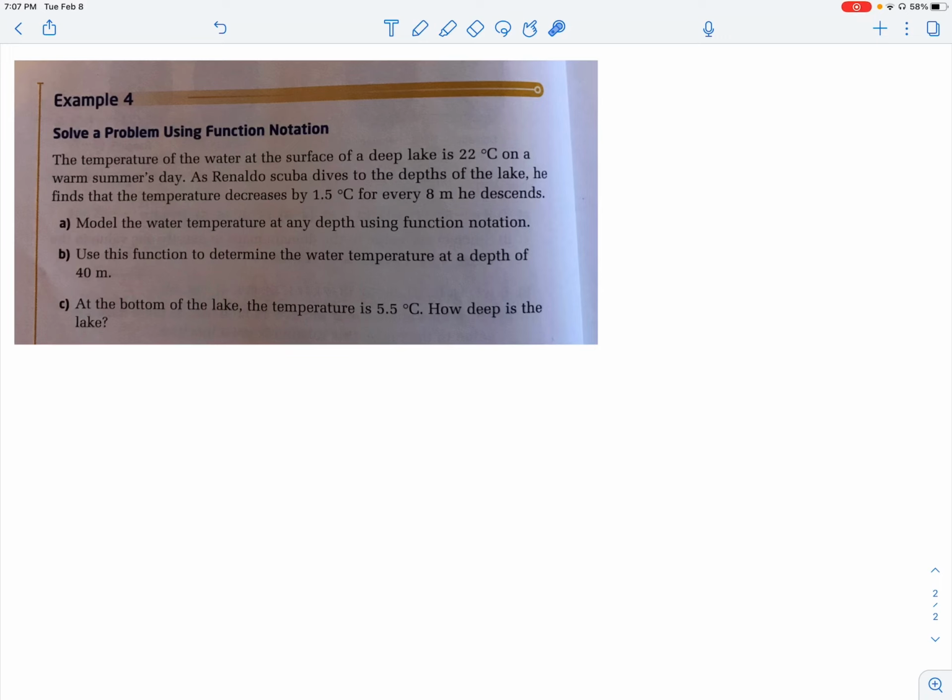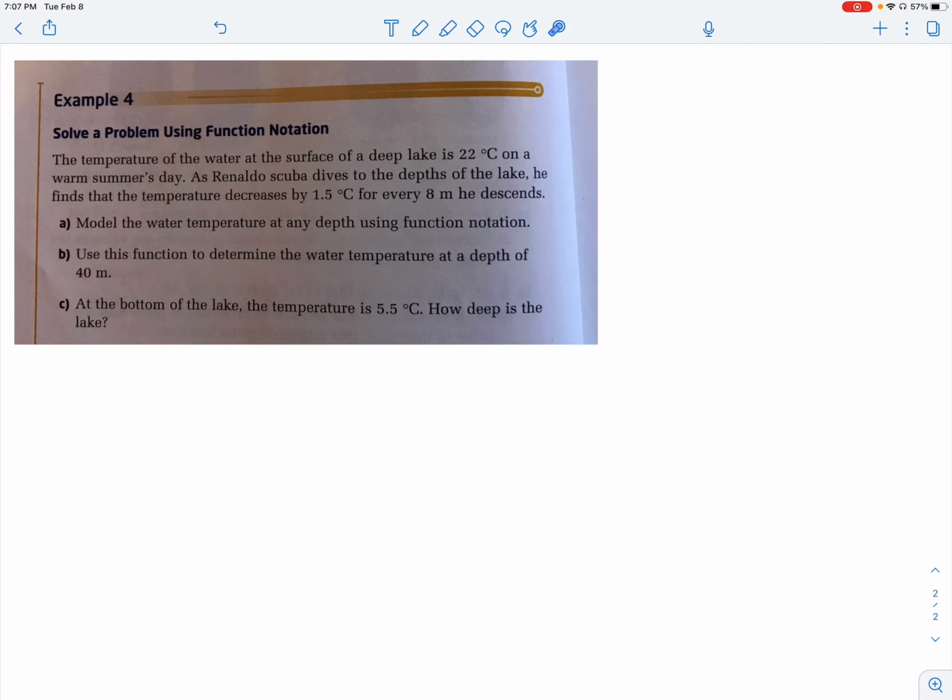All right, this is what we are given. We're told the temperature of the water at the surface of a deep lake is 22 degrees Celsius on a warm summer's day. As Ronaldo scuba dives to the depths of the lake, he finds that the temperature decreases by 1.5 degrees Celsius for every 8 meters he descends.